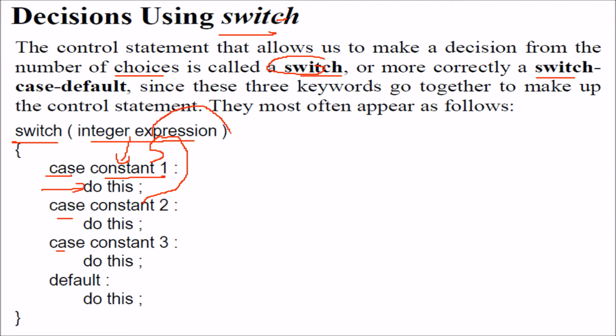If this integer expression matches the constant, then see, this is a constant. This has to be constant always. Then if it matches constant 3, this will be done. So depending upon which is the match, the corresponding case will be executed. If these cases do not match, then we go to default. This default is optional. Even if you don't write it, there will be no problem.